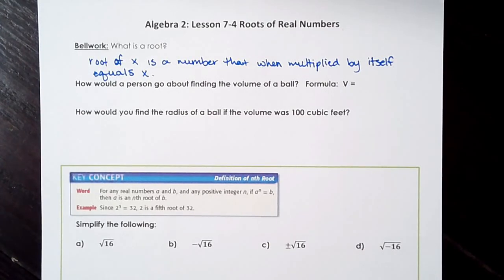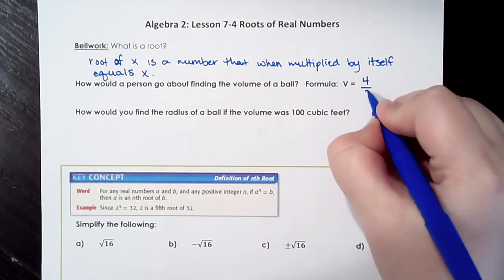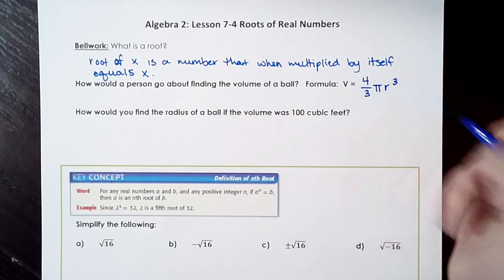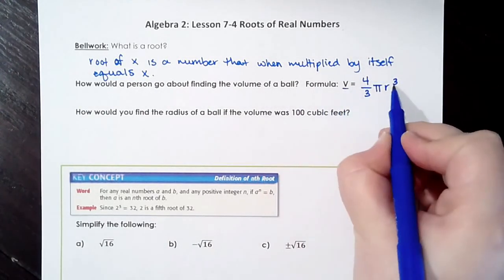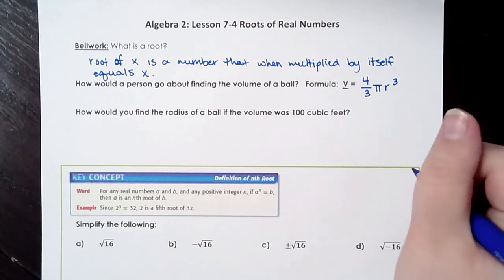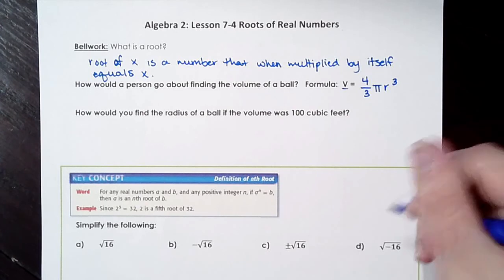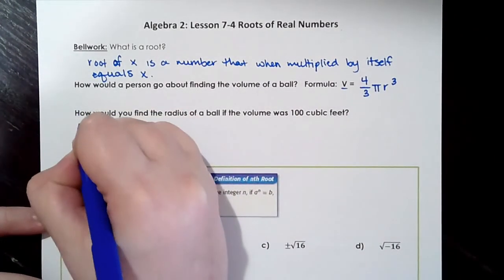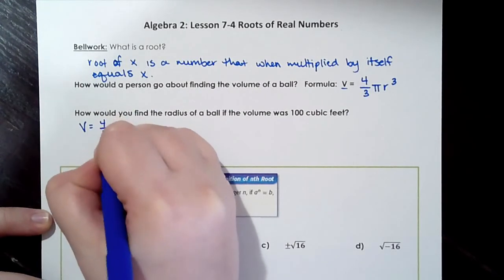In case you don't know the formula for the volume of a sphere off the top of your head, it is 4/3 pi r cubed. If we're talking about volume, obviously we're going to be talking about cubed. So, how would you then find the radius of a ball if the volume was 100 cubic feet? Now, I know this is only a bell work, but I'm going to use that same method that I always do. I'm going to write down my knowns.